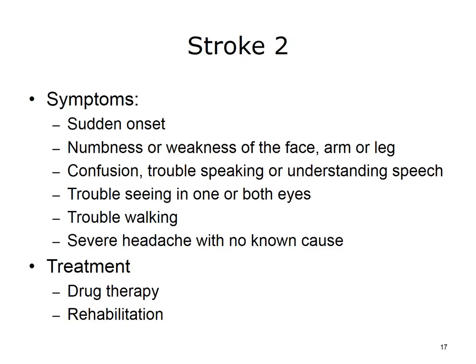Treatment is completely dependent upon the cause and type of stroke. Strokes can be traumatic, ischemic, hemorrhagic, etc. Drug therapy with blood thinners is the most common treatment for both ischemic and hemorrhagic strokes. Rehabilitation therapy helps individuals overcome disabilities that result from stroke damage.